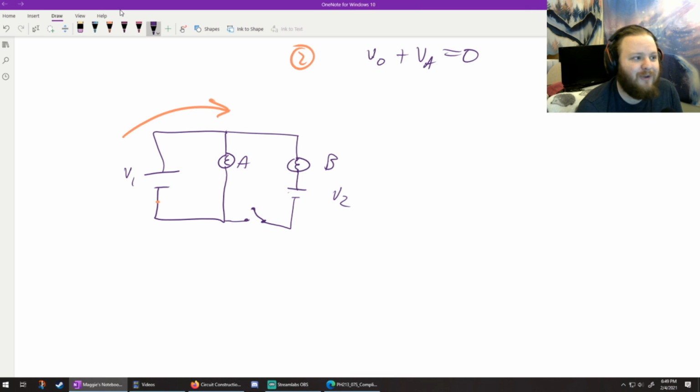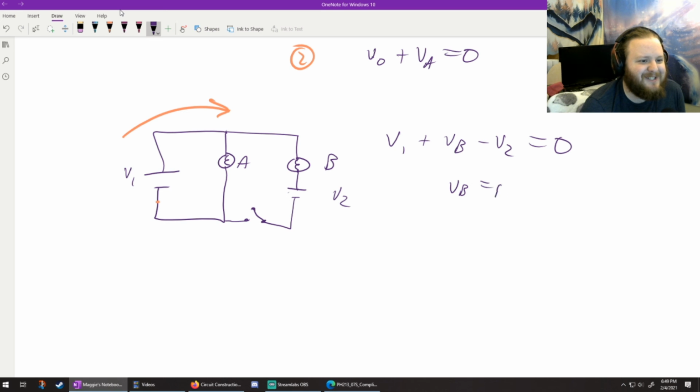Once again, all you have is loop laws, and until you do the loop laws, you can't say anything. So I'm going to gain a V1. I'm going to lose a VB. And I'm going to lose a V2. What's VB, if they're identical battery sources? 0. VB is 0 once the switch is connected.